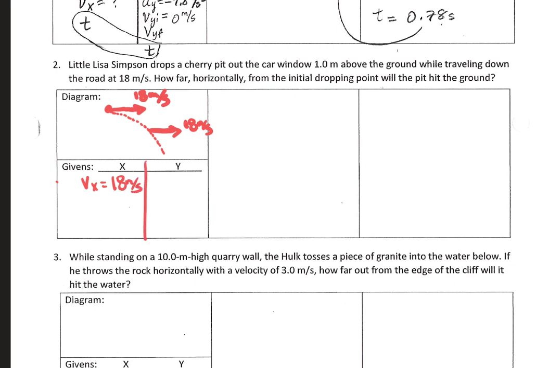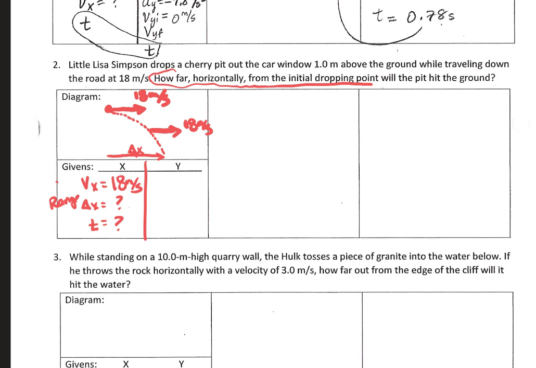That's quite fast. Now, we don't know how far it lands ahead of the car. We don't know the delta x. That's called the range. And the range is actually the unknown. How far horizontally from the dropping point will the pit hit the ground? We don't know that. And you might get stuck because you're like, well, we also don't know time. So this is not a simple problem, just like we would have done in the past with horizontal motion. You know 2 variables, and you solve for a third. Instead, we're going to have to look at the vertical data.